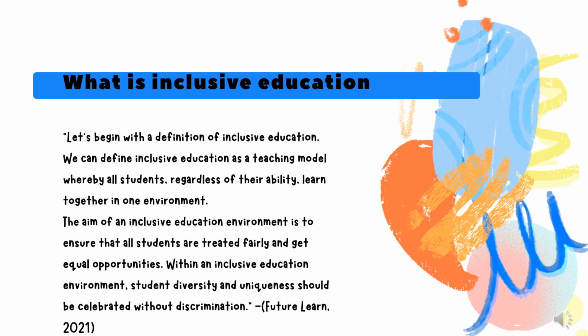We can define inclusive education as a teaching model whereby all students, regardless of their ability, learn together in one environment. The aim of an inclusive education environment is to ensure that all students are treated fairly and get equal opportunities. Within an inclusive education environment, students' diversity and uniqueness should be celebrated without discrimination.